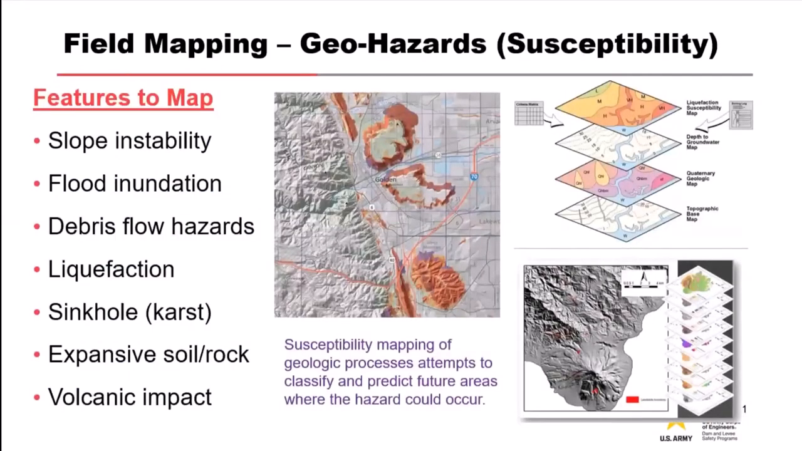Geohazards, this is related to susceptibility mapping. So this is predictive. We want to know what the slopes and slope angles are.